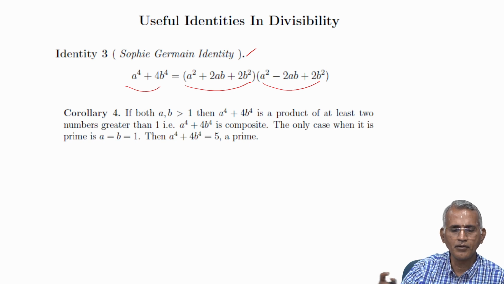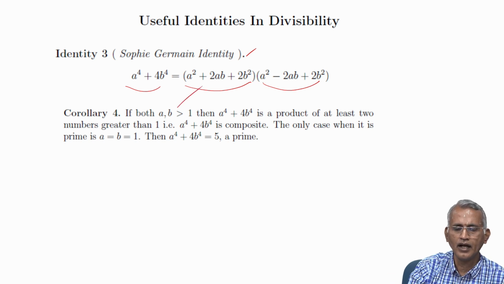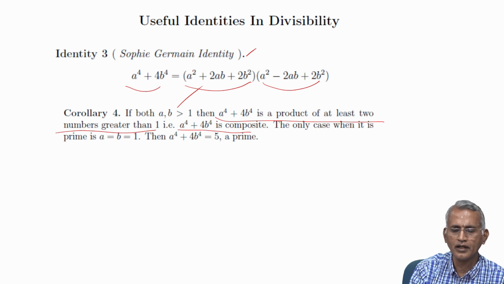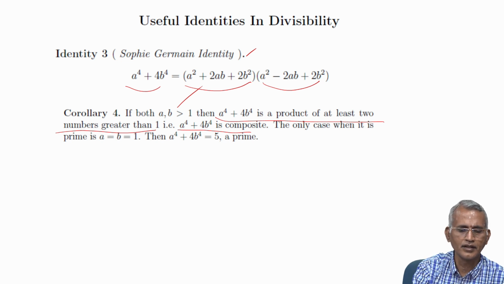If both A, B are greater than 1 and A power 4 plus 4B power 4 is a product of at least two numbers greater than 1, then definitely it is composite. So, the only case when it is prime is when A, B equal to 1, then A power 4 plus 4B power 4 is 5, which is a prime. So, you have to take A, B greater than 1.